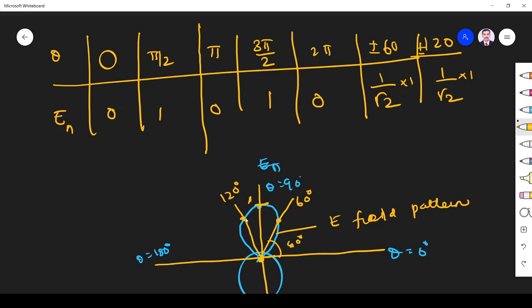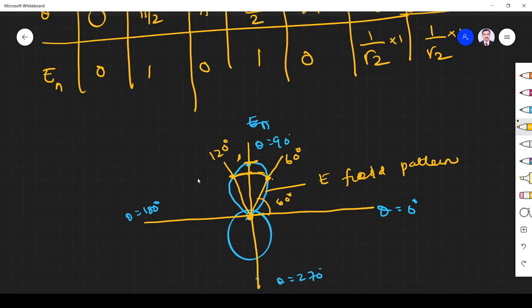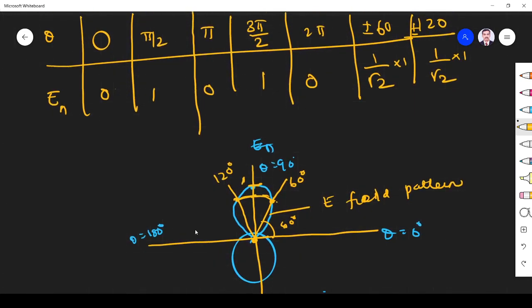Because when power is dropped to 1 by root 2 of the maximum, that angular difference is, as we know, the half power beamwidth. So this is the half power beamwidth of your antenna. This is the way we can find it. When theta is equal to pi, again the radiation will be 0. So theta is equal to 180, the radiation is 0. The blue curve goes to 0. When theta is equal to 3 pi by 2, here it is going to 1.